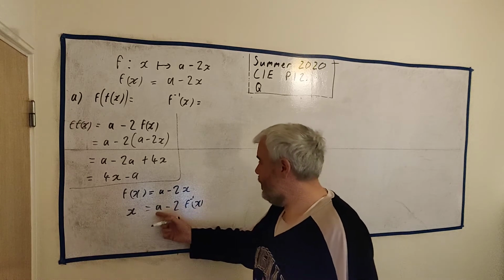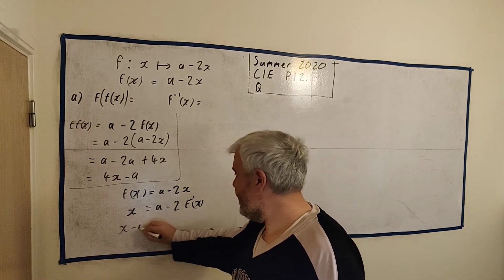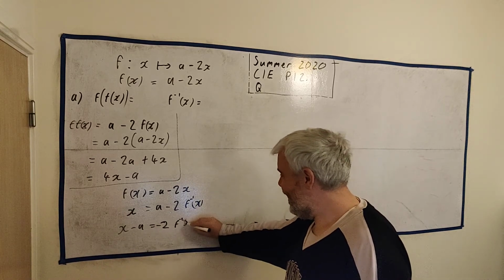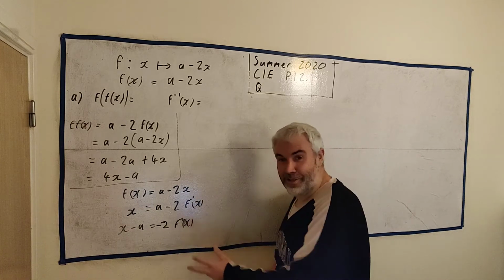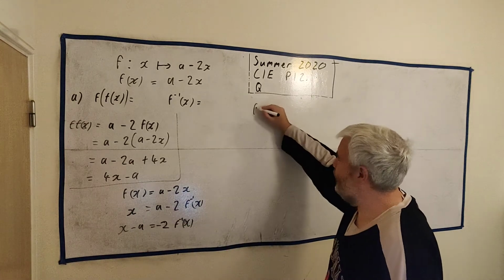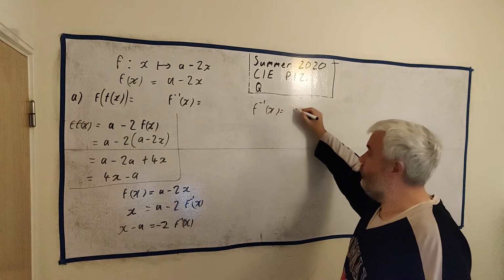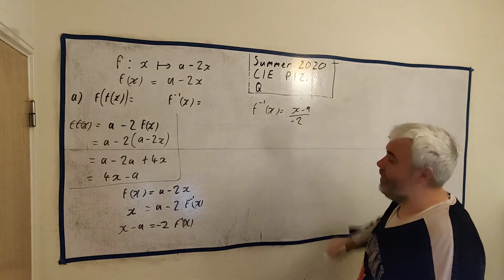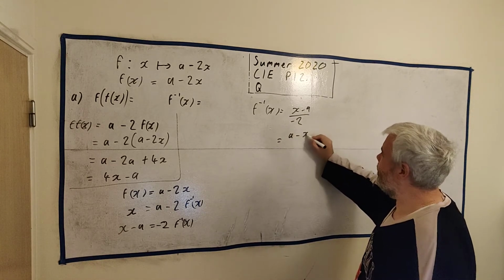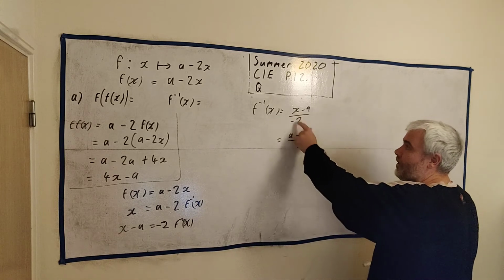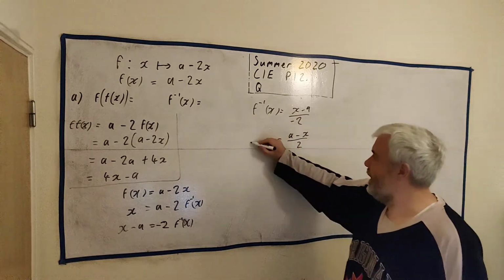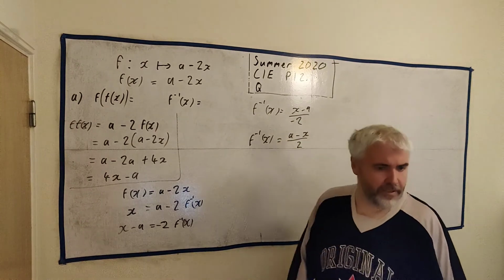Okay, so let's rearrange these. We get x minus a is equal to minus 2 times the inverse of x. You can see why we write y. It's much shorter and easier. Let's divide this by minus 2 and flip them around as well. The inverse of x is equal to x minus a over minus 2. We don't like having minuses in the bottom row, so let's change that to a minus x over 2, multiplying everything by a minus. So that's our inverse, and that is the answer to part A.